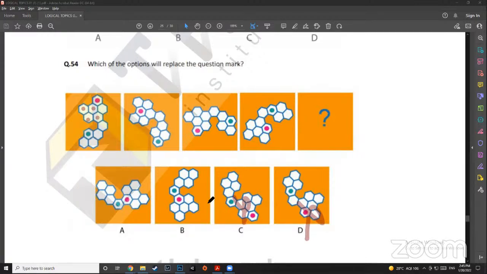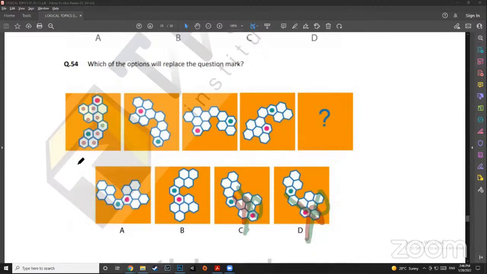And if you look at the green one, it is also rotating anti-clockwise. So it is going like this. So it has gone here in the second one, here in the third one, here in the fourth one. It should be somewhere here. I'll just put a green dot here. Green one should be somewhere here, right? So both of them should be touching each other, which is true for A, and it is true for B as well. Now, what can we do? Both of them have the green and the pink one touching each other.